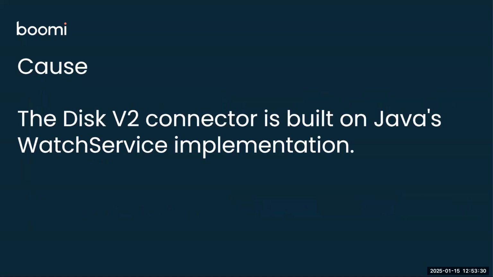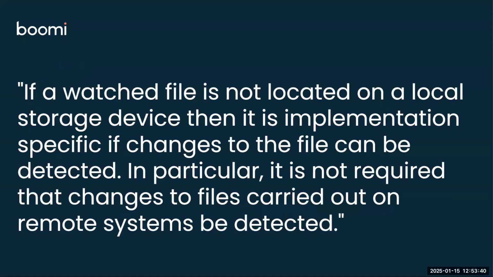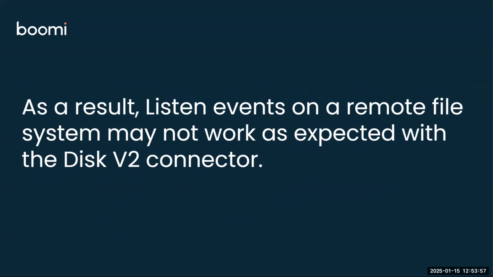So if you are seeing this on a network hosted directory, the cause for this is just based on the disk v2 connector being built on Java's watch service implementation. For this particular implementation, if a watched file is not located on a local storage device, then it is implementation specific if changes to the file can be detected. In particular, it is not required that changes to files carried out in the remote systems be detected. So what this means essentially is that listen events on a remote network hosted file system may not work as expected with the disk v2 connector.